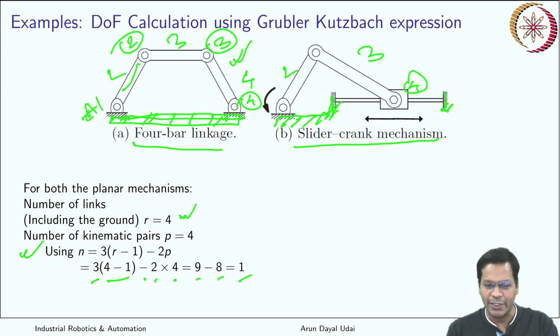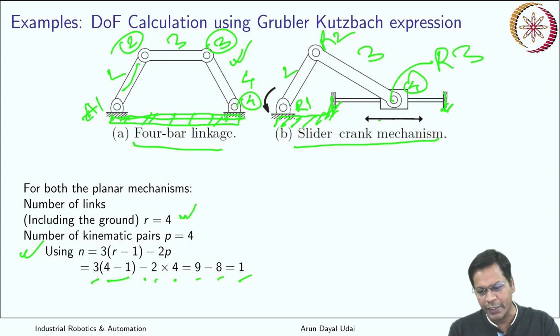What are the joints here? One of the joints is revolute joint R1, revolute joint R2, revolute joint which is here is R3, and one of the joints is P1. This is a prismatic joint which allows your link to slide on this rod. So there are 4 links, 4 joints for this one also.